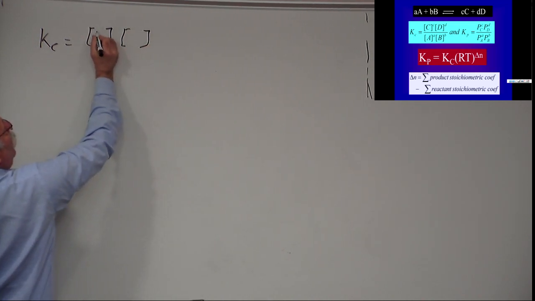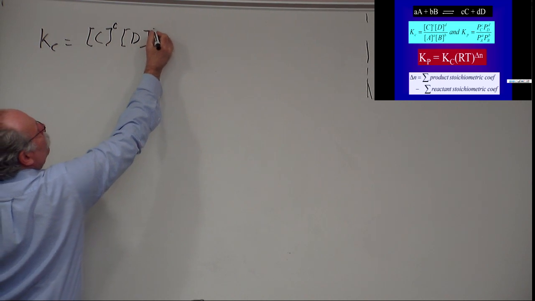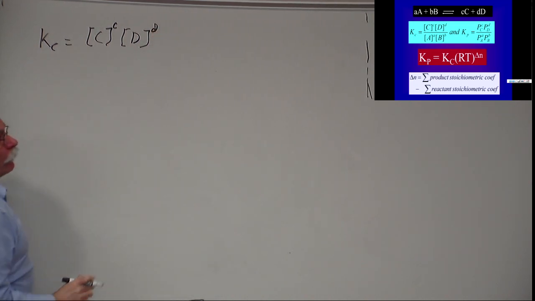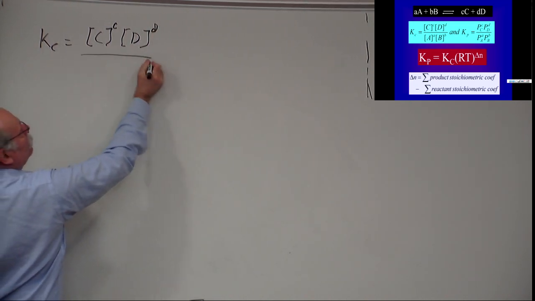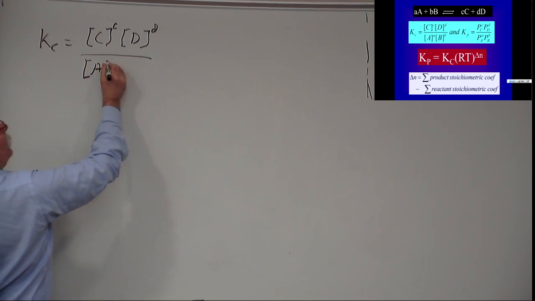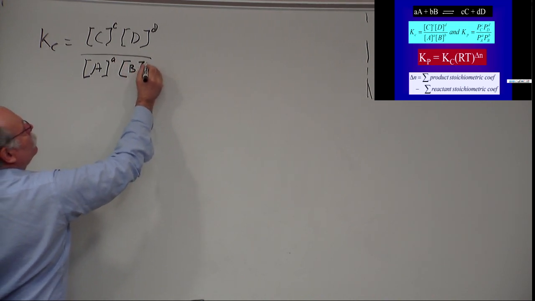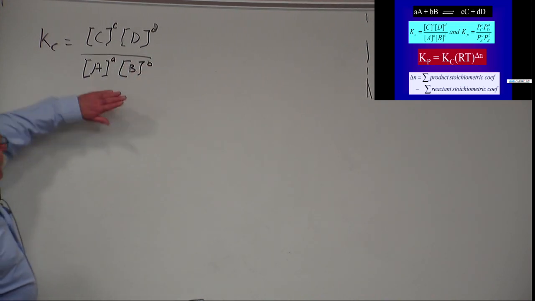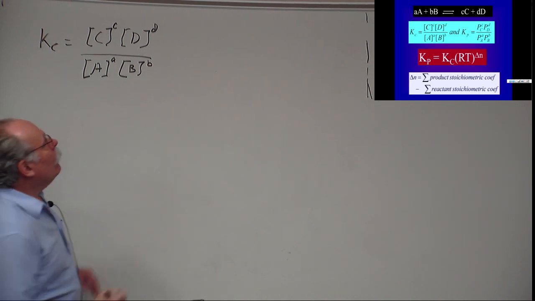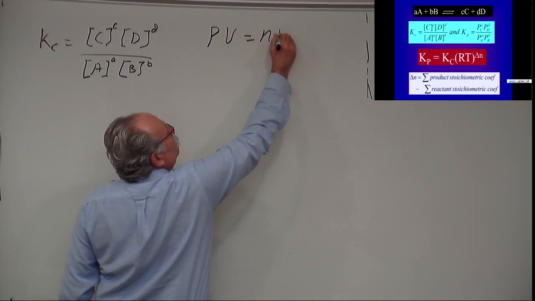And remember, these are not really concentrations, they're relative concentrations. We use small letters for the coefficients, capital letters to identify chemical species, and these are really unitless, divided by A to the a and B to the b. Now we need to be able to relate concentration to pressure. We can use the ideal gas law as an equation of state.